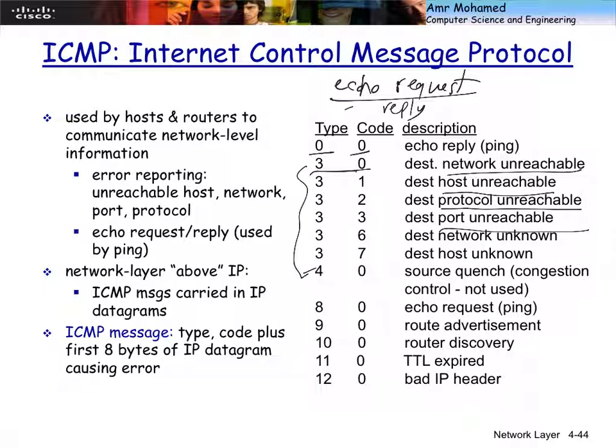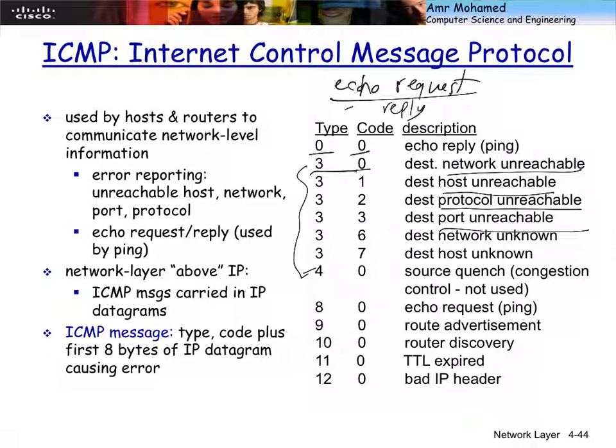Host unreachable means that the router that this host is connected to cannot find the host on this network. So there is a slight difference here. There is a difference between I cannot find the entire network, or I can find the network, but the router that's connected to this network cannot find the host connected on it. It's supposed to be directly connected, but it's not there.